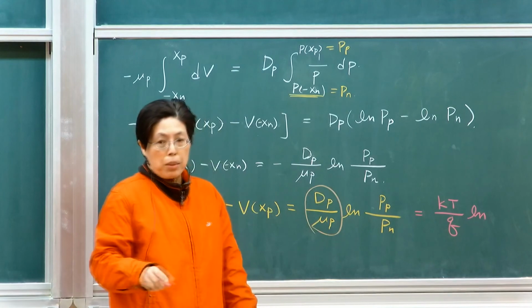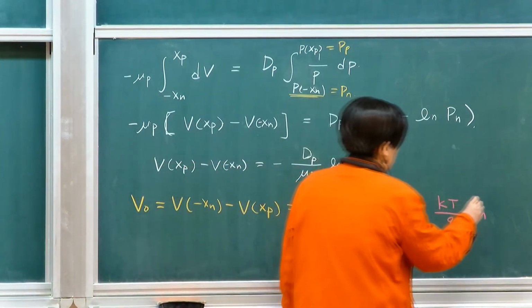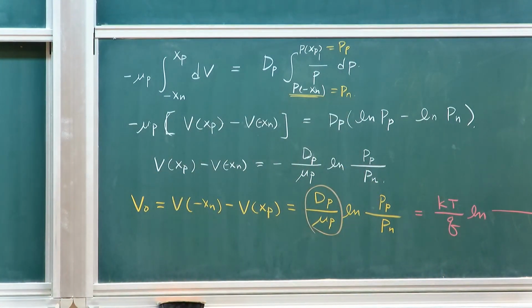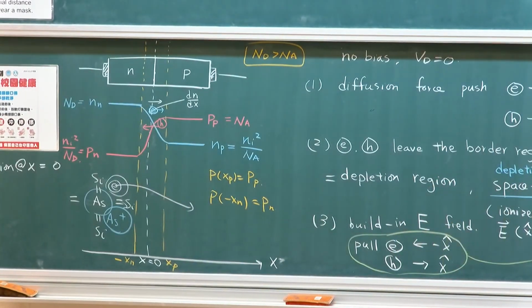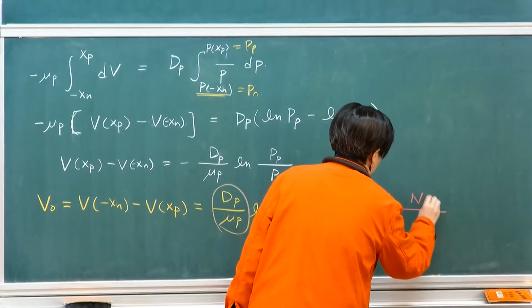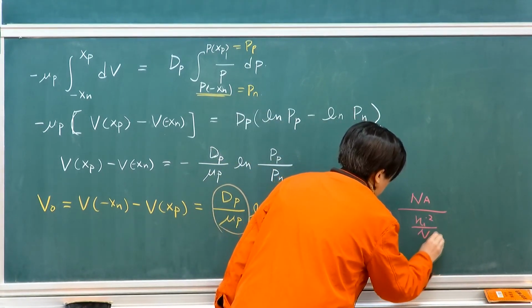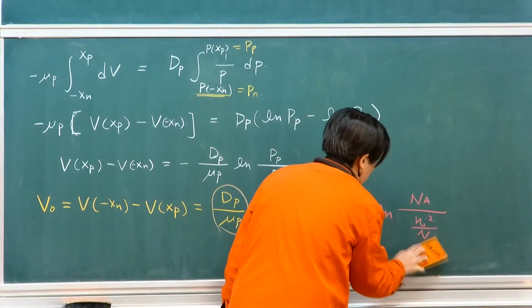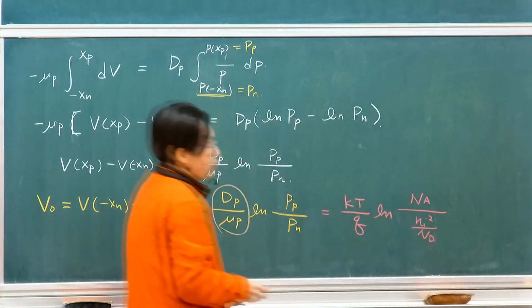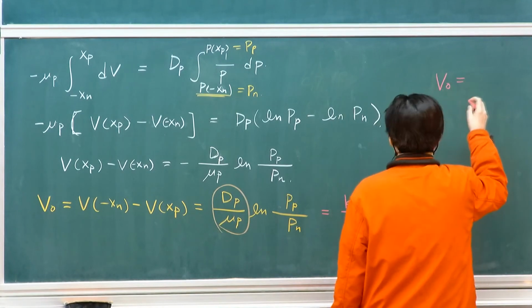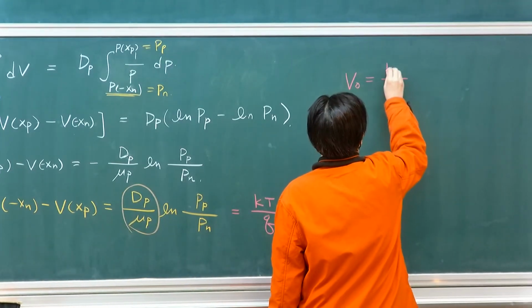And what is this? pp. pp is, according to this, is Na, and pn is this. So this will be a very perfect equation. This will be Na. My minority carrier concentration will be determined by the other side. Okay? So finally, I'm just going to give the punchline of this hour.